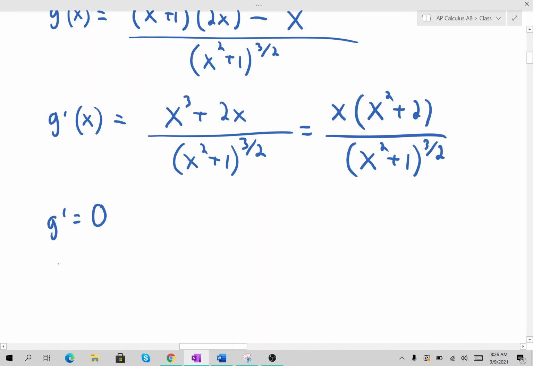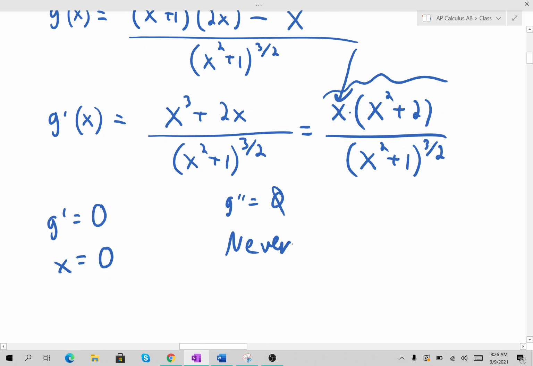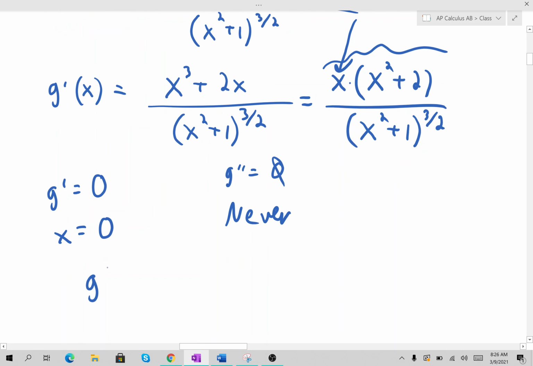G prime equals 0 when x is 0. Okay, that's coming from the numerator right here. It's factored, right? So x equals 0 comes from this. X squared plus 2 is never 0. And then g prime is undefined never, because the denominator is never 0, because it's x squared plus a number. So the only number on our g prime number line is 0.